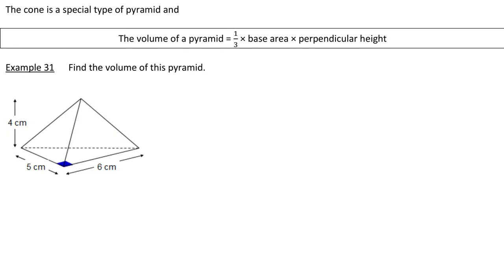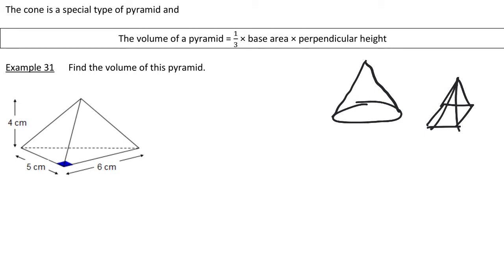Now a cone is really just a special type of pyramid. A pyramid, remember, is a three-dimensional object which goes to a point. So a cone does that. This triangular pyramid also does that. We could have a square-based pyramid, much like the pyramids of Giza. And for whatever pyramid we've got, the formula is going to be a third of the base area times the perpendicular height.